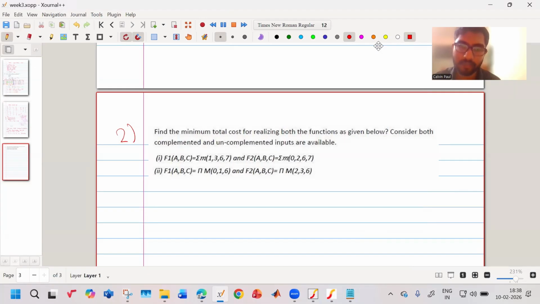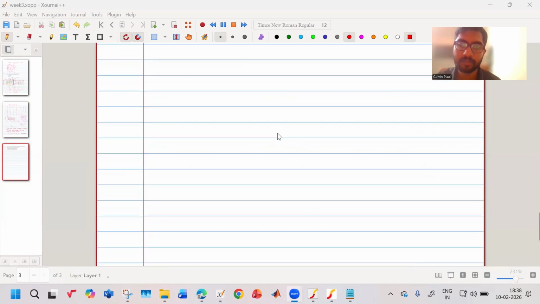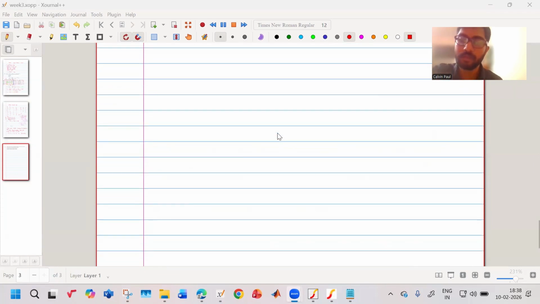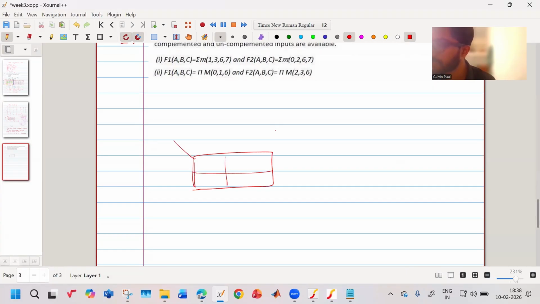Mitesh, you have asked a question: what is the exact meaning of don't care and why is it considered in K maps? Let us do a simple example for that. Let us say we have A and we have B. This is your 0, 1, 2, 3. Your 0, 1, 0, 1.